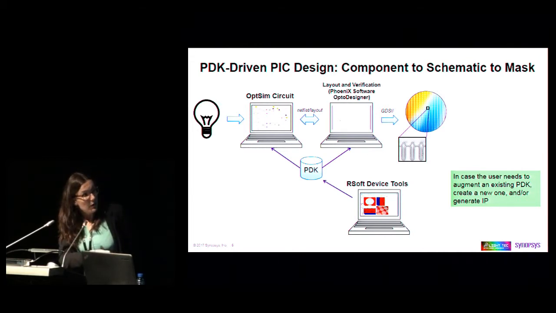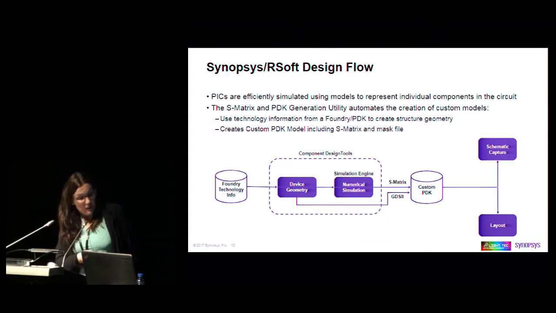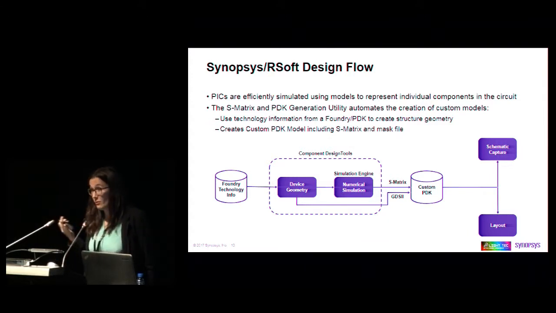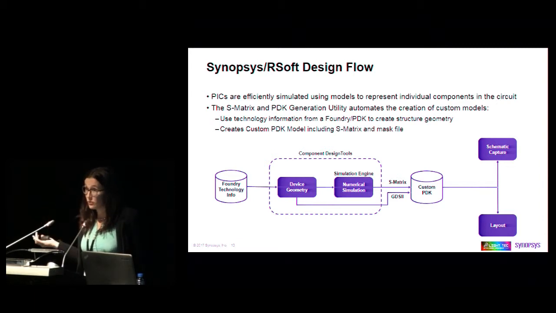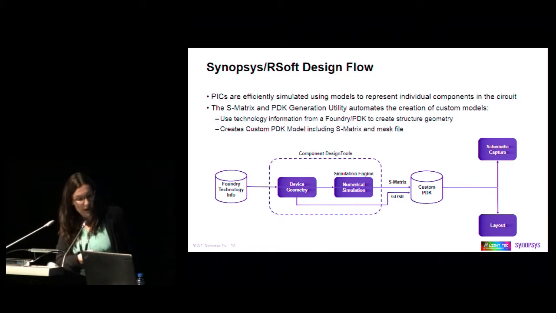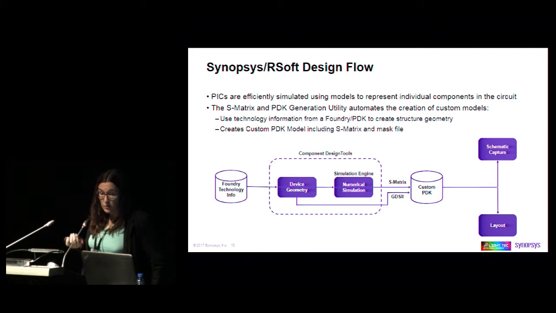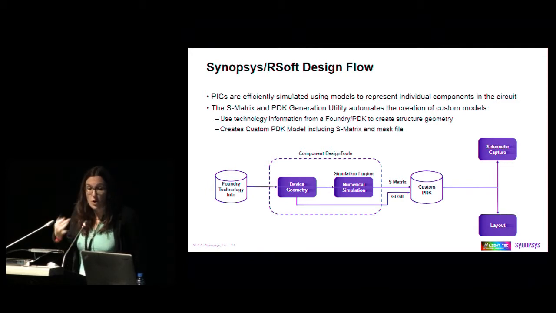In RSoft, we have some tools to generate the propagation of light through the component. In that case, we will use some technology from the foundry, because don't forget, you will have to go back to the foundry with your mask to create the PIC at the end. So we have to follow the design rules of the foundry. But then you will use a certain geometry and do a numerical simulation of propagation of light on these devices.